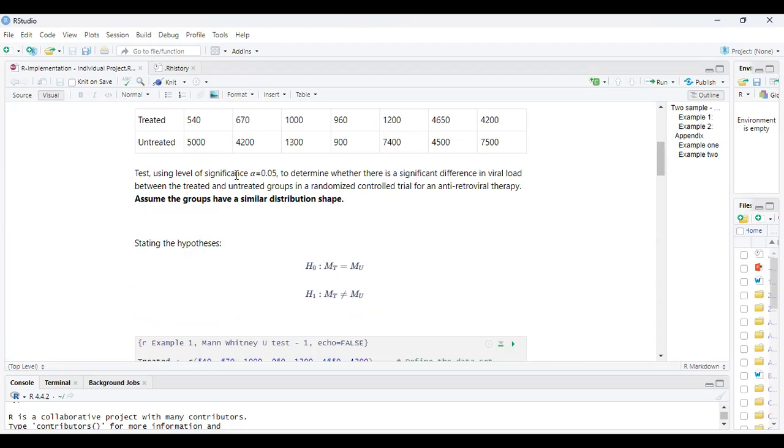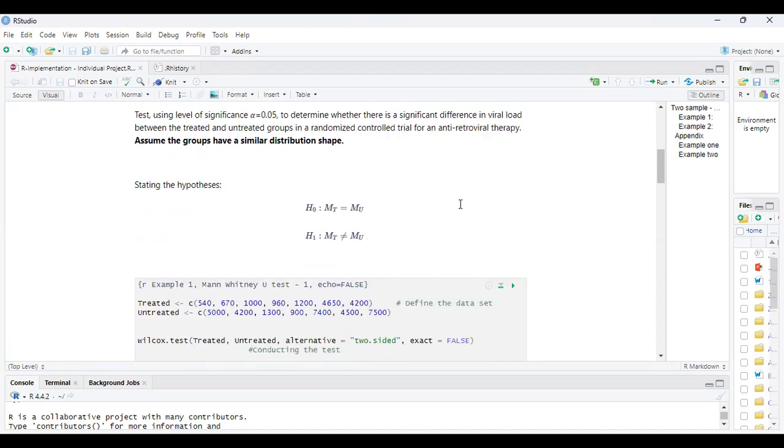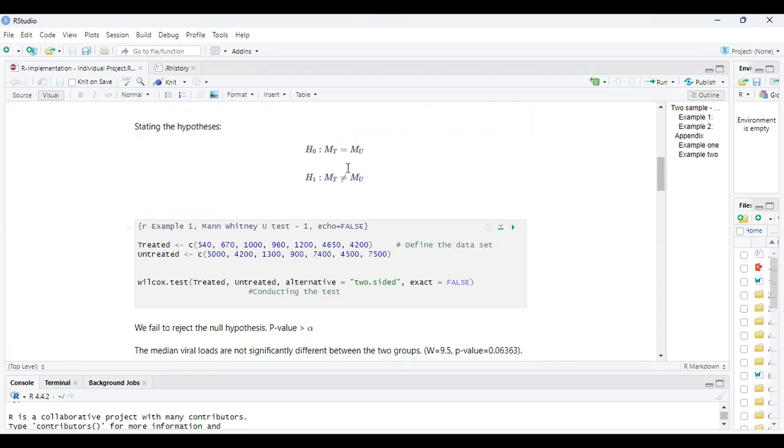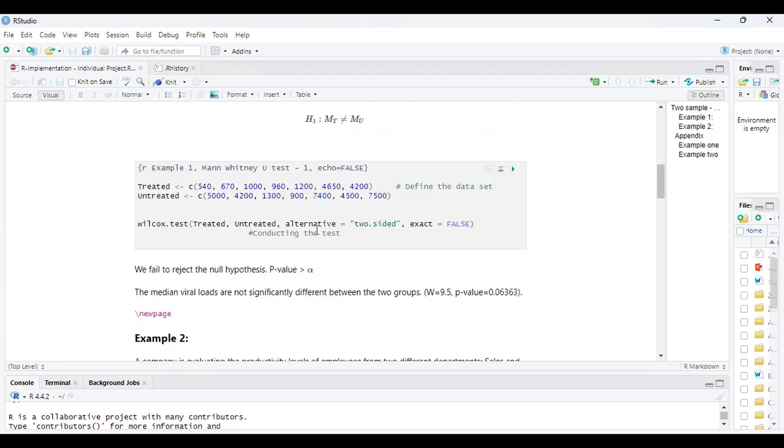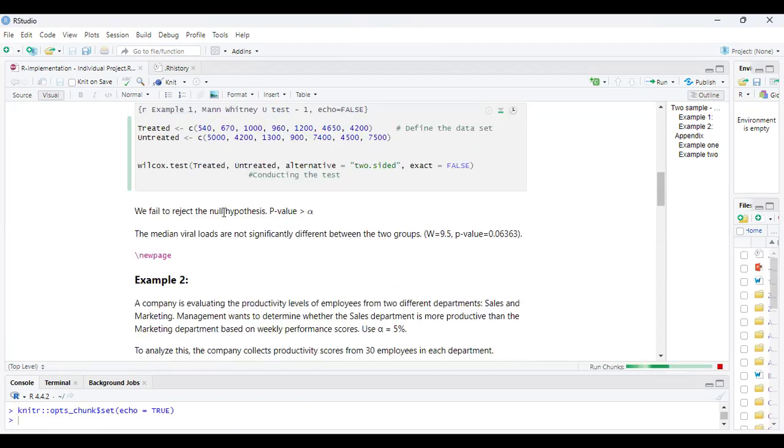Test using level of significance where alpha is equal to 0.05 to determine whether there is a significant difference in viral load between the treated and untreated groups for an antiretroviral therapy. Assume the groups have a similar distribution shape. We state in the hypothesis whether they're equal or not, treated versus the untreated, for the medians. And then we came up with the testing after that.